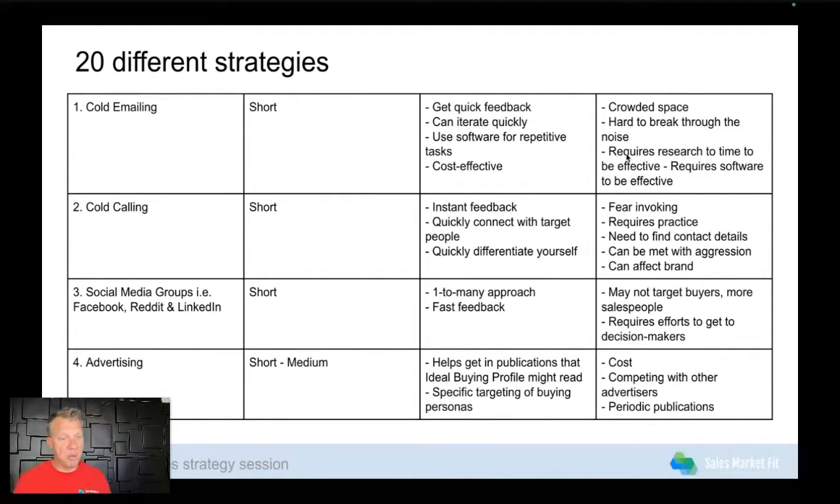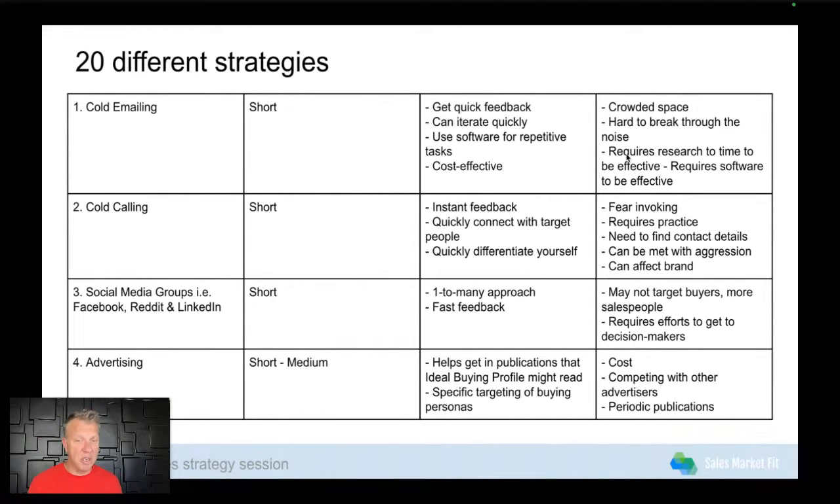Then you have Facebook groups and LinkedIn, where you can actually have a one-to-many approach. If you can get people inside your group or you can join a few groups on LinkedIn, it will allow you to do a one-to-many approach with posts or outreach with people who are in the same field that you want to target as well. But it may not target buyers, particularly on Facebook. It's hard to isolate buyers on that platform if you need to find key decision makers.